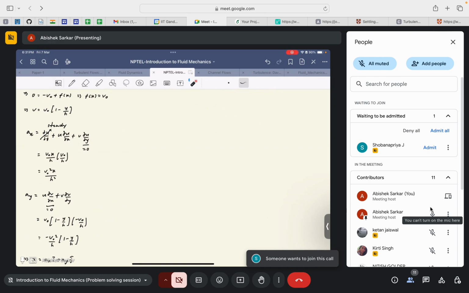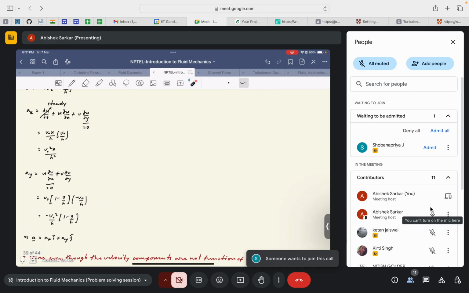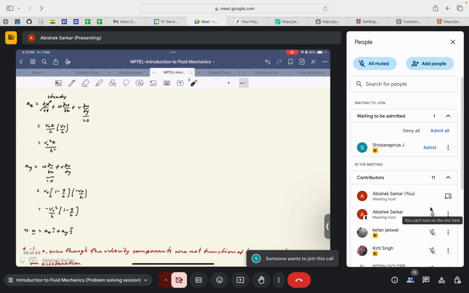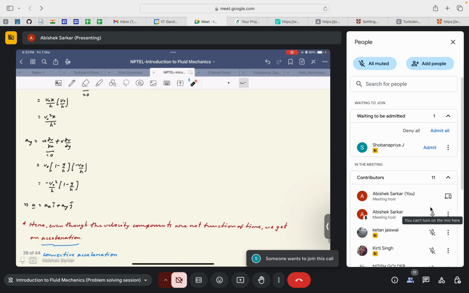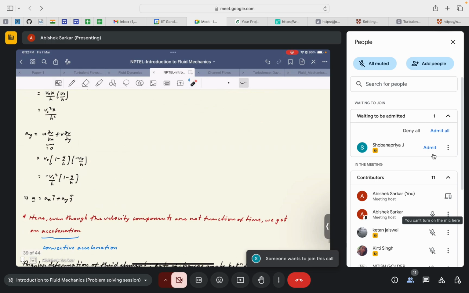Substituting the value of u in this expression, we get ax as v naught square x by h square. Similarly, ay would be given as u ∂v/∂x plus v ∂v/∂y. Again, ∂v/∂x is 0 because v is only a function of y, as we can see from here. So just the second term is left, so ay would be v naught times (1 minus y by h) times minus v naught by h. So it will finally give us ay equal to minus v naught square by h multiplied by (1 minus y by h).